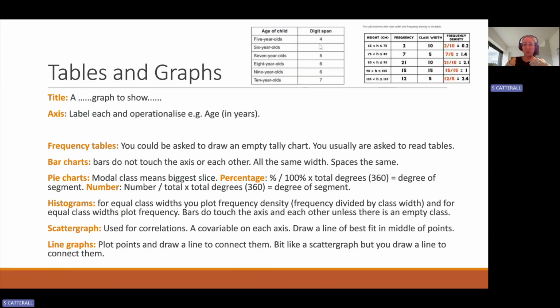So imagine that these digit spans are not here, you would be putting them in as a tally. So you've got to put the titles, you've got to put the different categories, the different levels of the IV, for example, in there. You might be asked to do a bar chart.